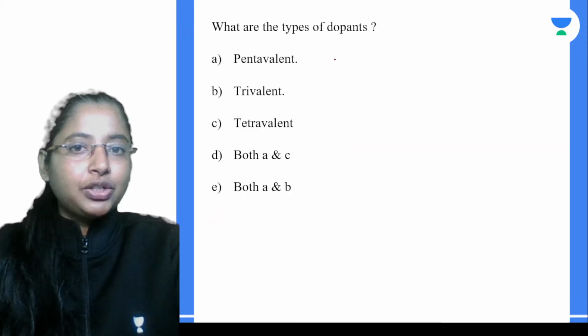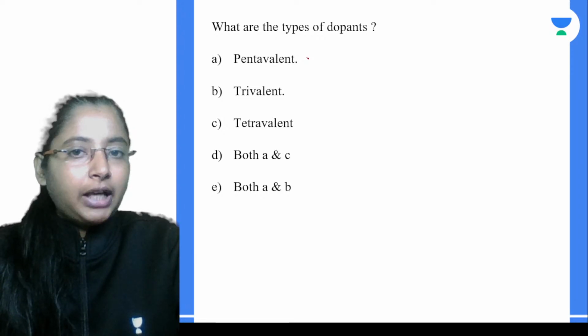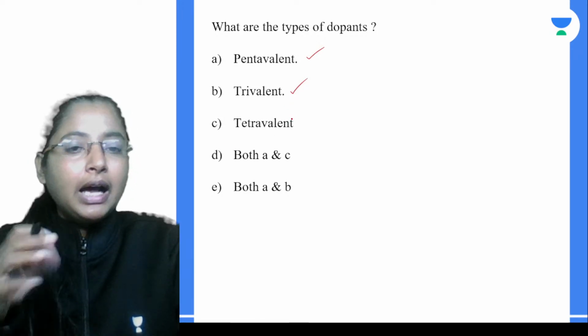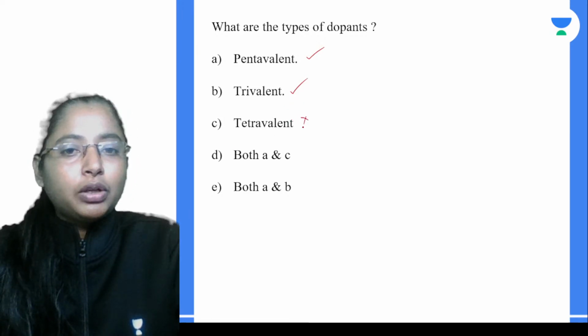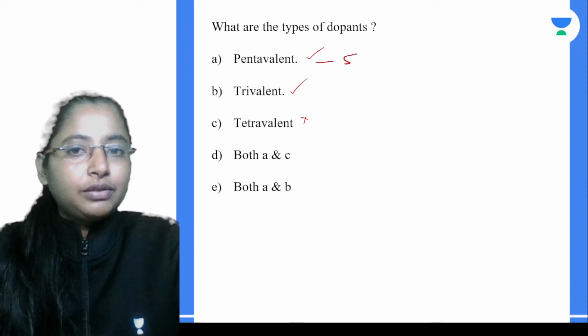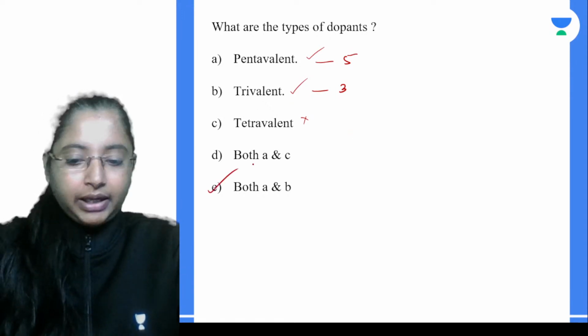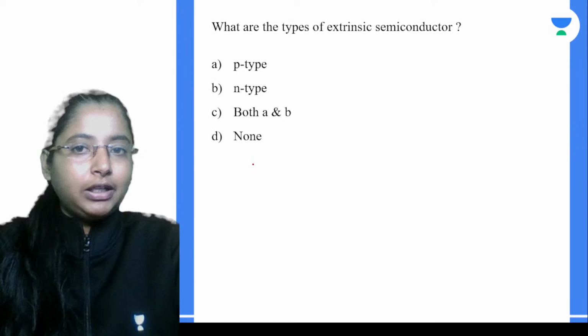Next question. What are the types of dopant? Pentavalent is a type of dopant. Trivalent is a type of dopant. Tetravalent is basically how the silicon or germanium atom looks. This means valency electrons. There are 4 valency electrons. This is 5 and this is 3 valency electrons. So both A and B are right. These are the types of dopant, trivalent and pentavalent.